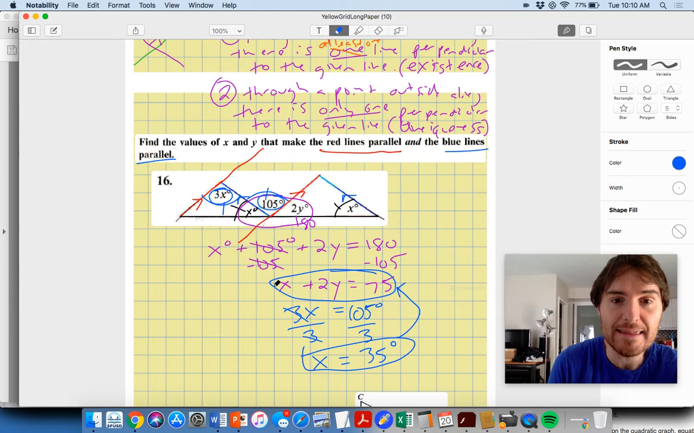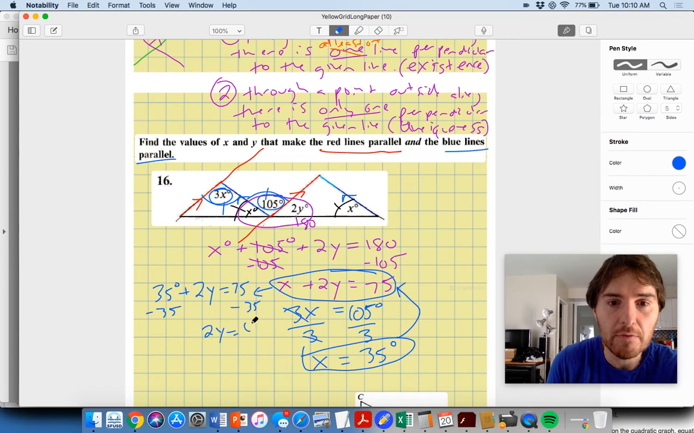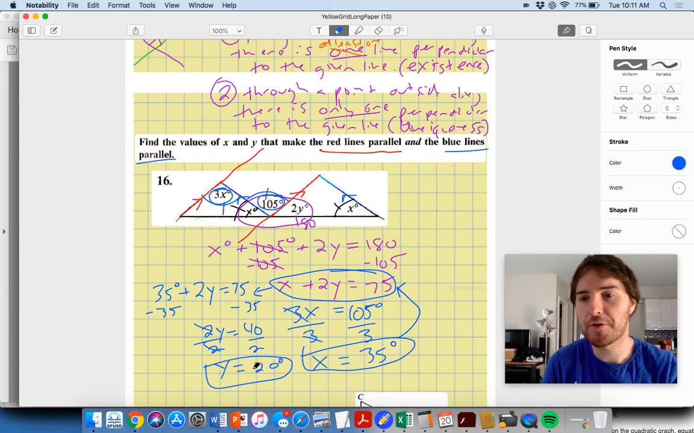So I'm going to take this, and I'm going to pop 35 degrees in for x, and I'm going to solve for y. So subtract 35 from both sides. We get 2y equaling 40. Divide both sides by 2. And y is going to equal 20. All right, we got 20 degrees. We got 35 degrees.